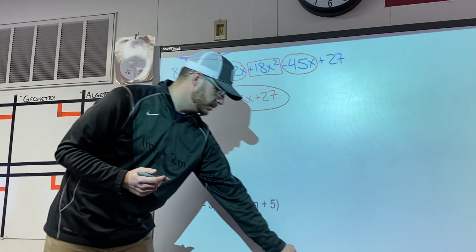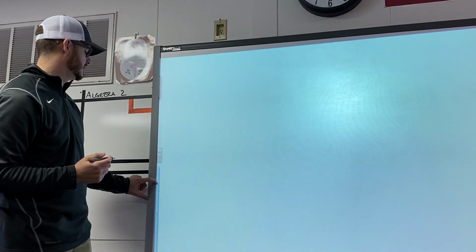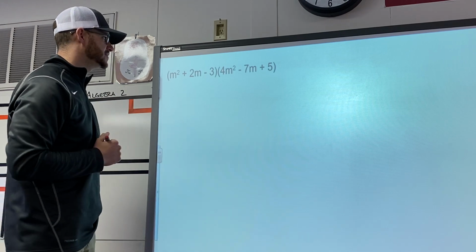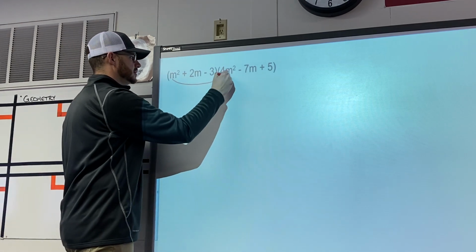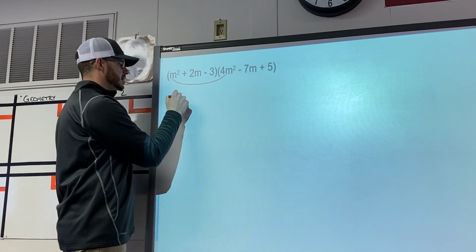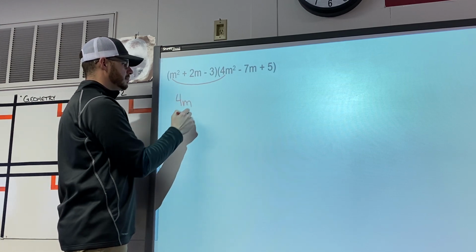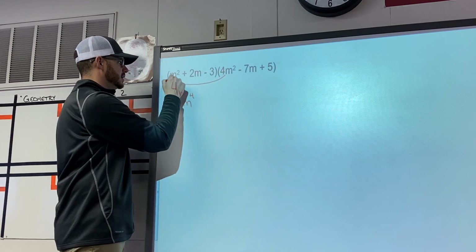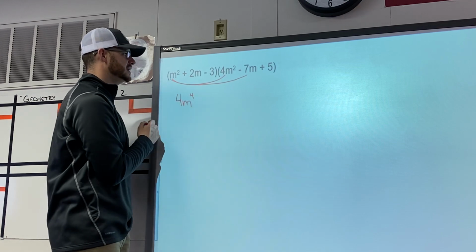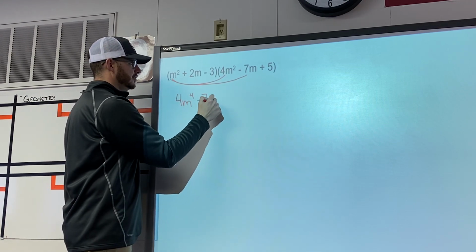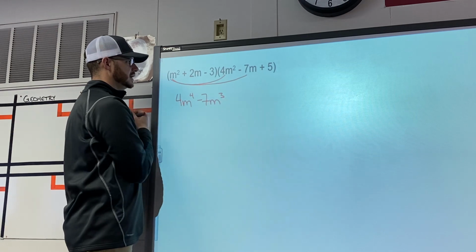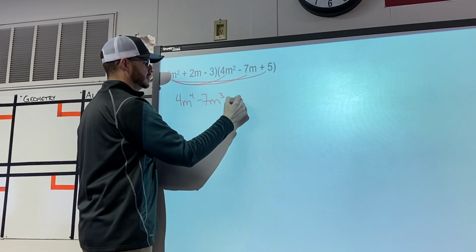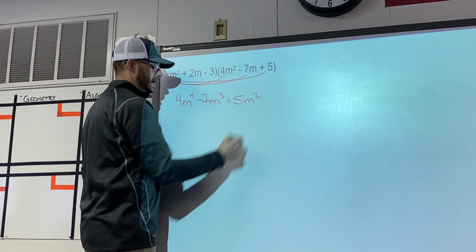So the same thing when we're multiplying two trinomials by each other, we're still just distributing. It's just going to add some more steps in. So first, m squared times 4m squared would give me 4m to the 4th. Remember, we add our exponents. M squared times -7m would give me -7m cubed. And m squared times 5 would give me positive 5m squared.